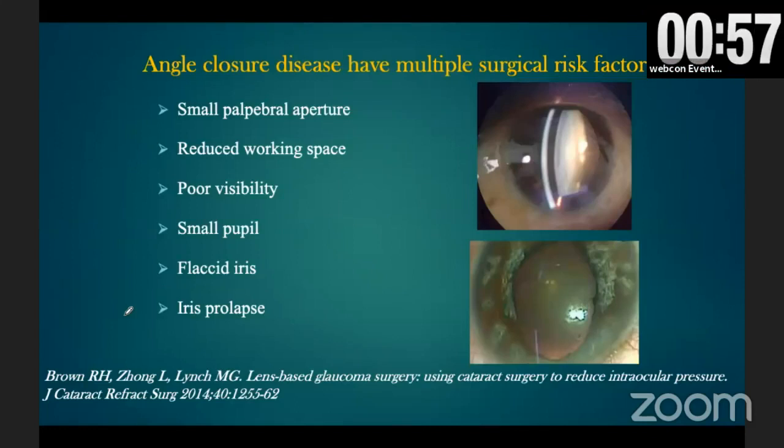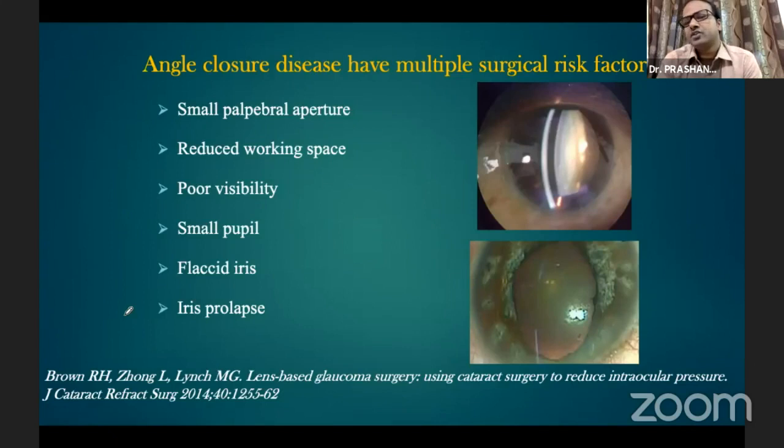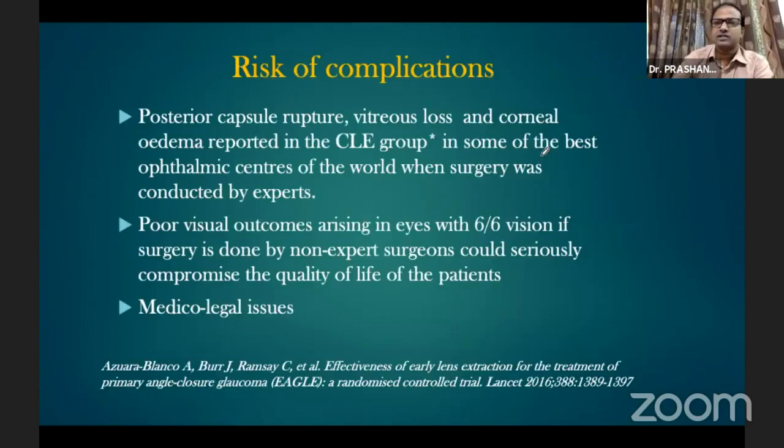Also, doing phacoemulsification or cataract extraction in angle closure disease has multiple risk factors. They have a shallow anterior chamber, a small pupillary aperture, small pupil and flaccid iris. So there is a huge risk in doing surgery in such patients. In this study, they have also documented cases of posterior capsule rupture, vitreous loss and corneal edema. So visual acuity deteriorated.